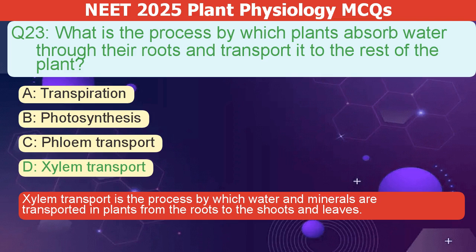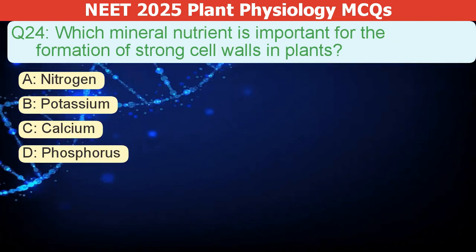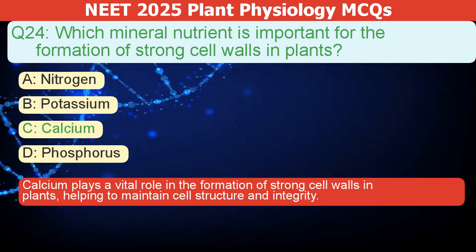Which mineral nutrient is important for the formation of strong cell walls in plants? A. Nitrogen. B. Potassium. C. Calcium. D. Phosphorus. The correct answer is C. Calcium plays a vital role in forming strong plant cell walls, helping maintain cell structure and integrity.